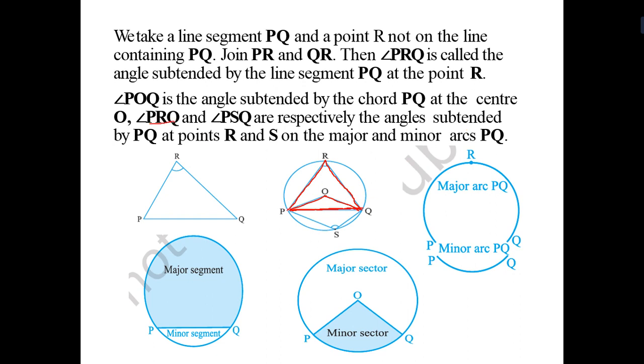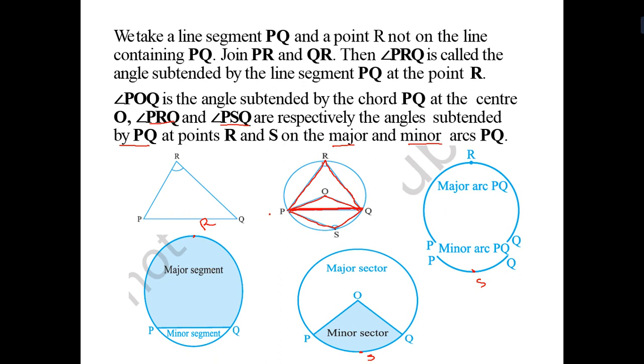PRQ and PSQ are respectively angles subtended by the chord PQ at R and S, which are on the major and minor arc. That is important, R and S. So we can take S here. We can take R here.